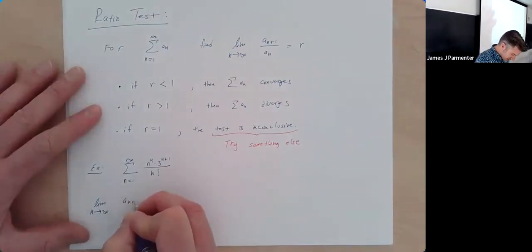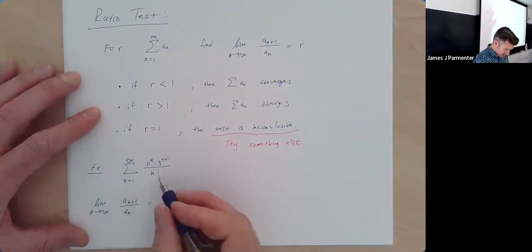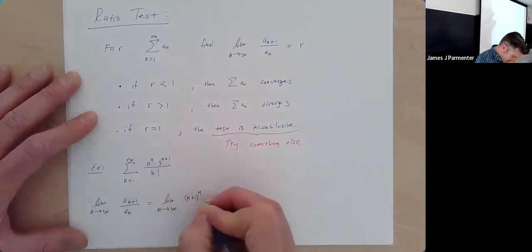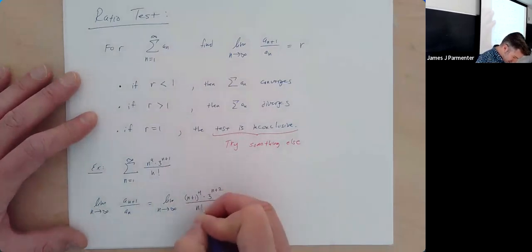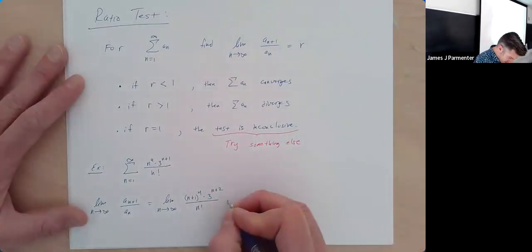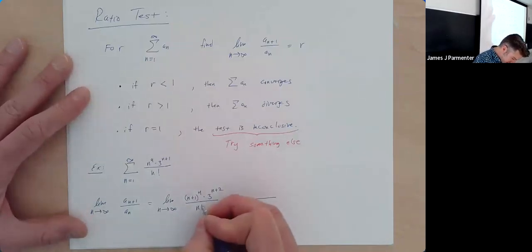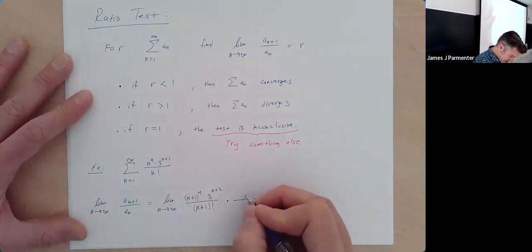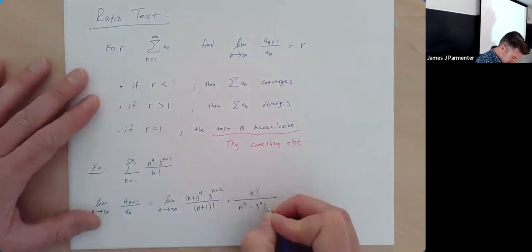of a sub n plus 1 over a sub n, which is the limit as n goes to infinity. I'm just plugging in n plus 1 for every n. So it's going to be n plus 1 to the 4th times 3 to the n plus 2 over n plus 1 factorial. And I really don't want to write divided by a sub n, I'm going to write multiplied by the reciprocal. Oh, sorry, not n factorial, n plus 1 factorial. I forgot the n plus 1. And then I'm going to have times the reciprocal of that, so n factorial over n to the 4th times 3 to the n plus 1.